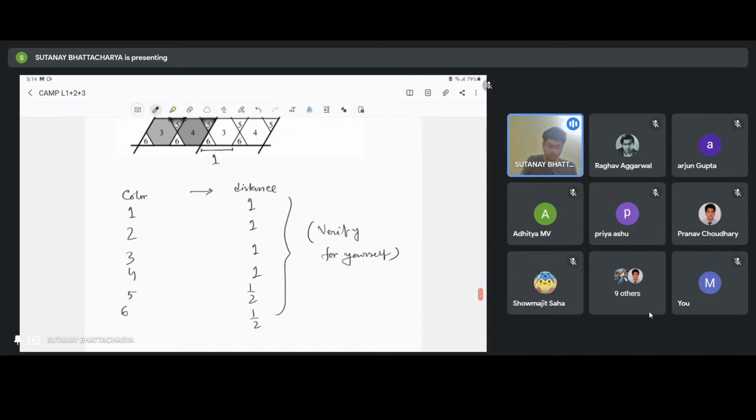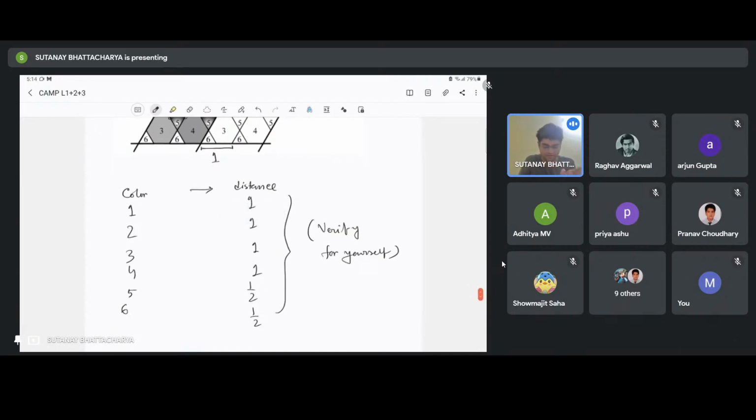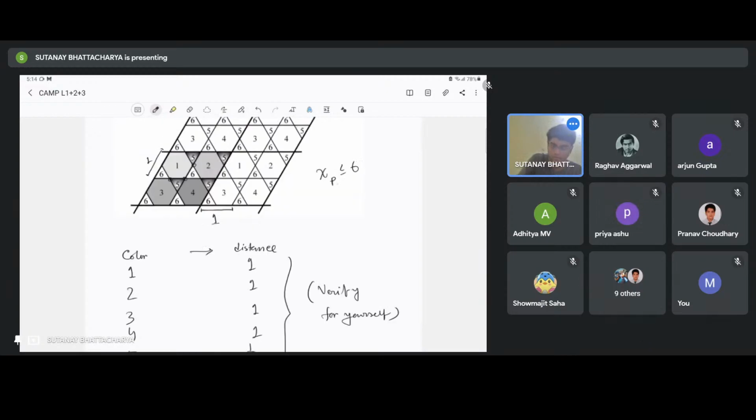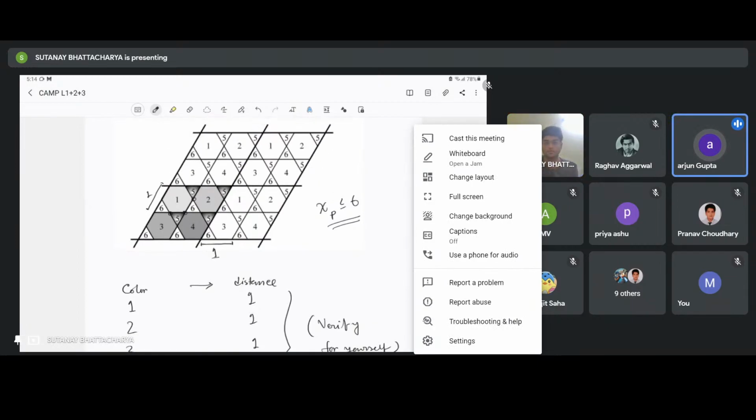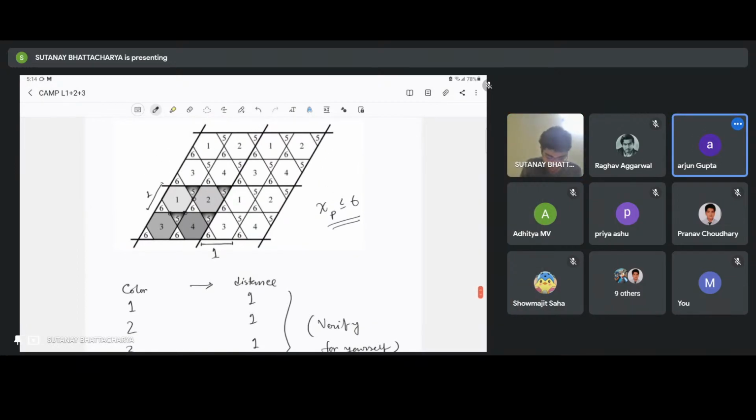So this effectively proves that this coloring does work, which means chi p is equal to 6. But sir, are we taking midpoints of the sides of the rhombus? Yes, these are midpoints of the sides of the rhombus.